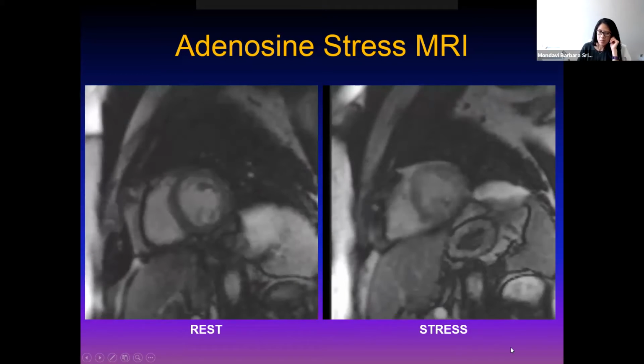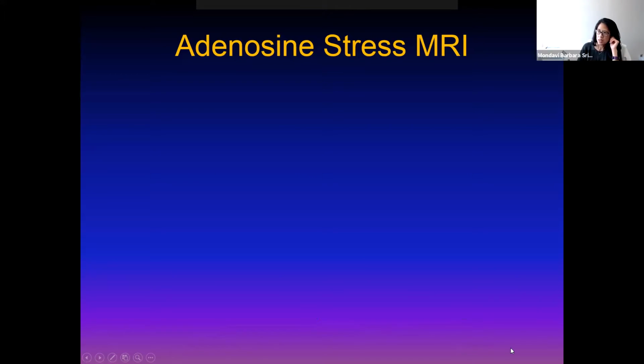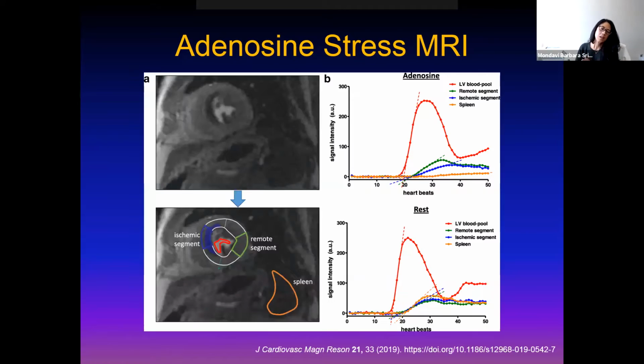So I'm not sure if that came out, but this is kind of a still frame to show regional decreased uptake in the myocardium on stress images. And so we can do semi-quantitative measures here to look at what the ischemic segment looks like compared to other segments, and calculate a myocardial perfusion reserve index with stress MRI. And that has important prognostic implications as well.